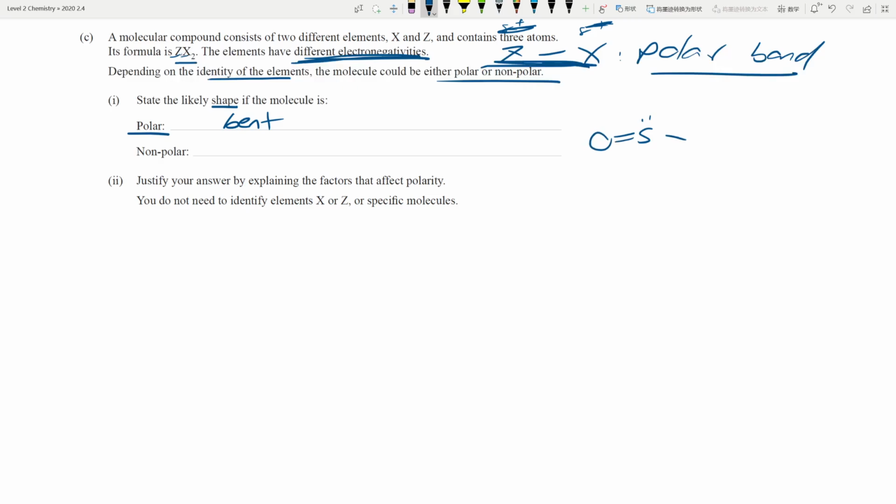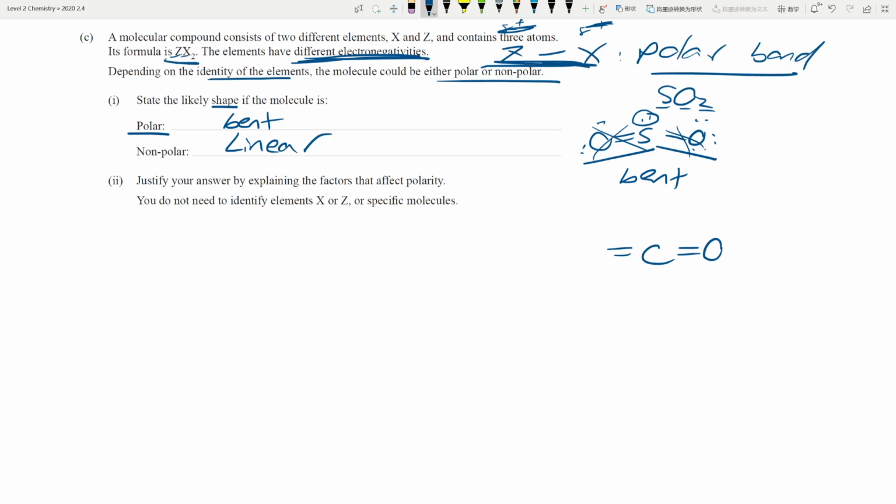This is what SO2 looks like. So SO2 fits the formula of ZX2. As you can see, I have polar bonds, but because I have this guy up here, this has a bent shape. So that means this S=O bond and this S=O bond cannot cancel each other out, and the polarity remains. If it was non-polar, that means the bonds will cancel each other out, like for example CO2, like this one. So this is a polar bond, this is a polar bond, but because they have a linear shape, the polar bonds will cancel each other out. So sorry, the dipoles will cancel each other out, which means you have a non-polar molecule.